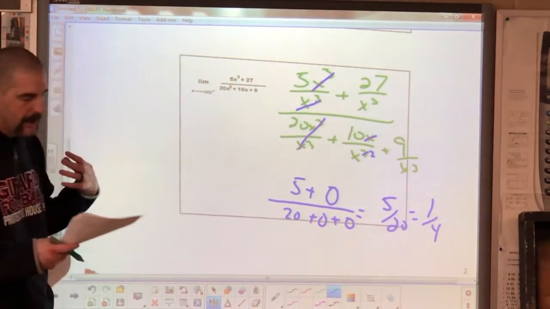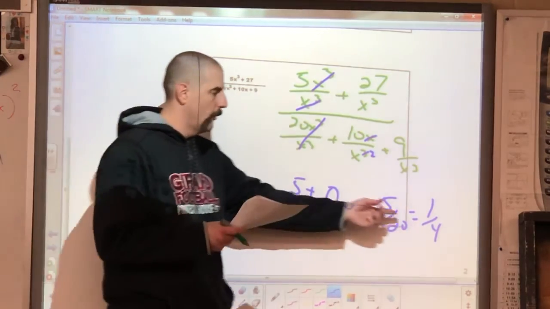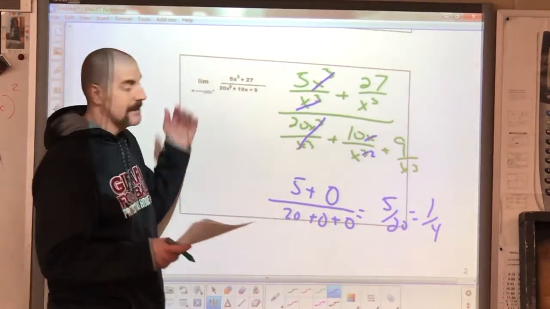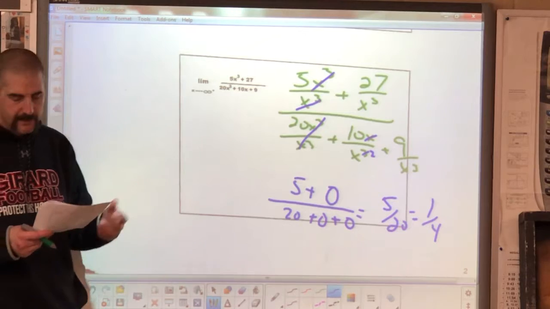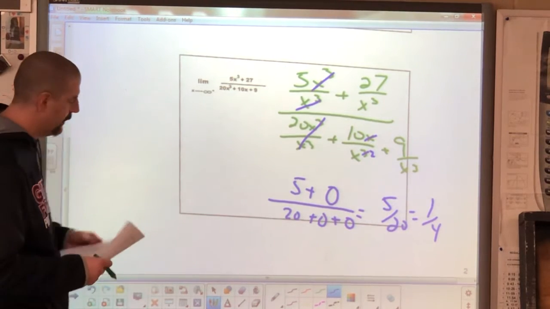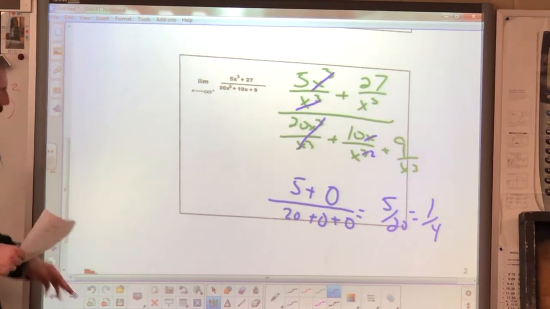So your horizontal asymptote is 1/4. And that's the limit as x approaches infinity. And that's how you do these. They're typically not too bad. Where it gets difficult is this next slide.